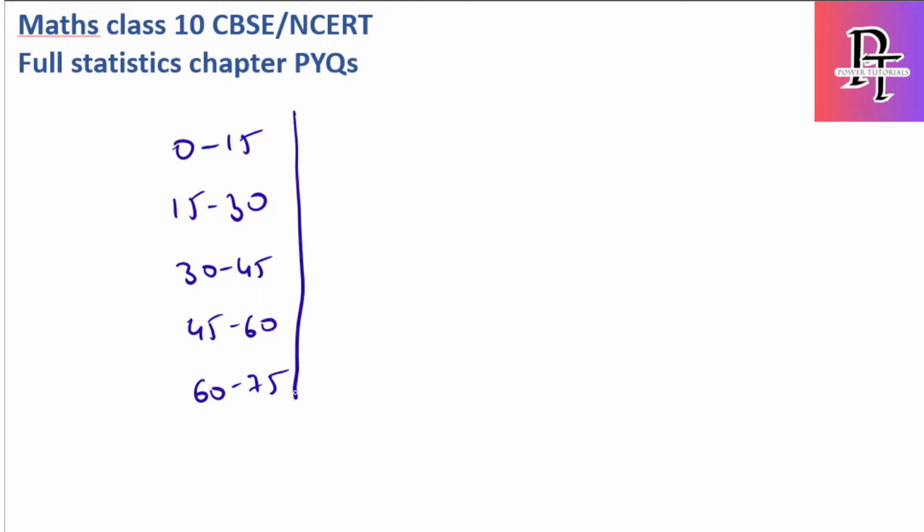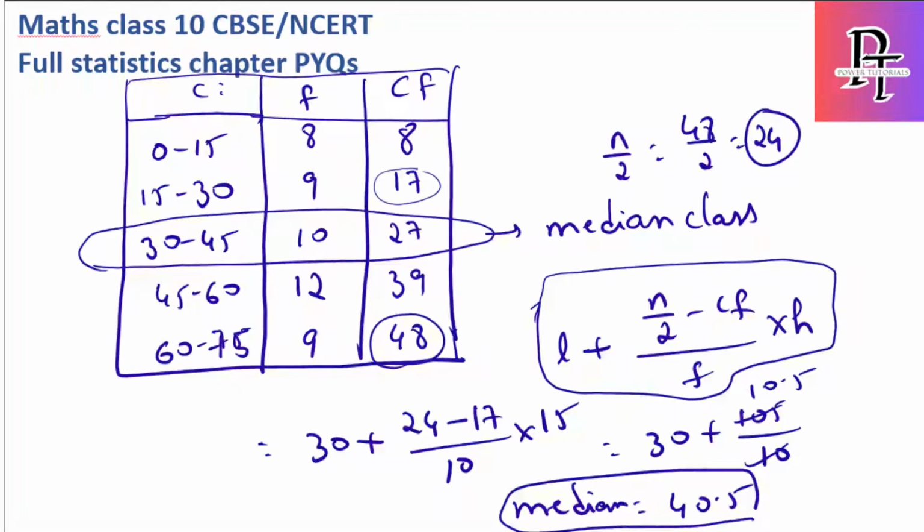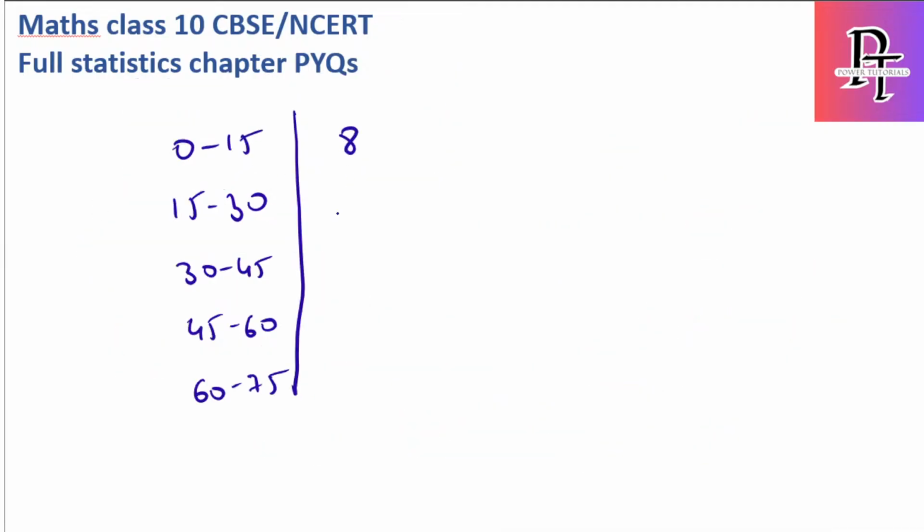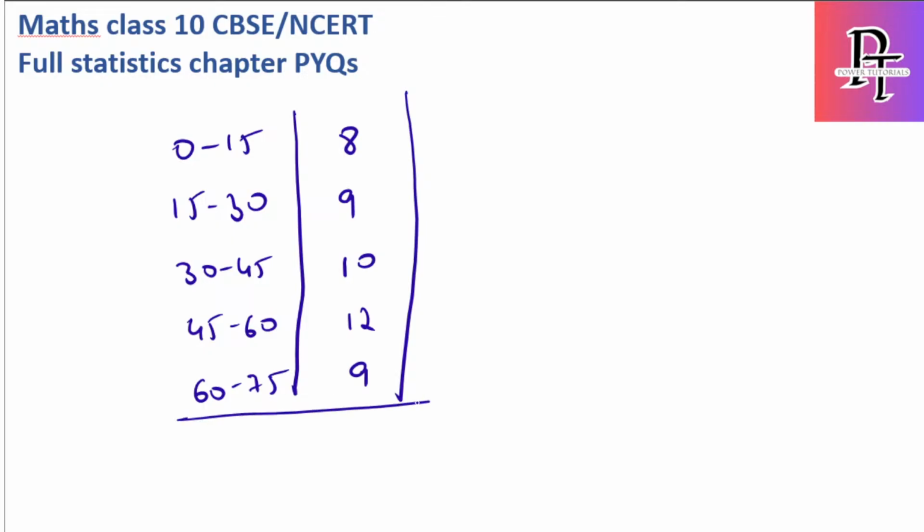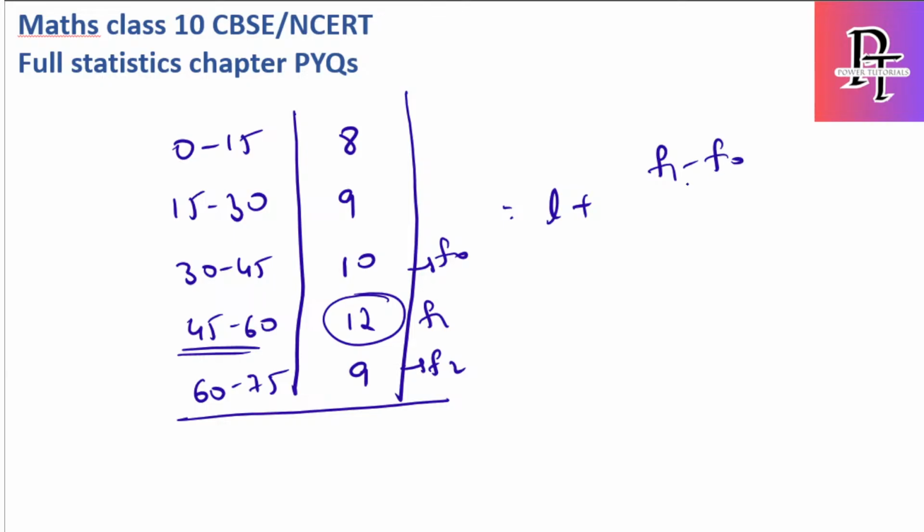Now write the frequency values: 8, 9, 10, 12, 9. For the mode, what is important is to find whichever class has the highest frequency. This is that one, so simply the modal class is this. This will be F1, this will be F0 and this will be F2. So apply the formula: L plus F1 minus F0 by 2F1 minus F0 minus F2 into H.